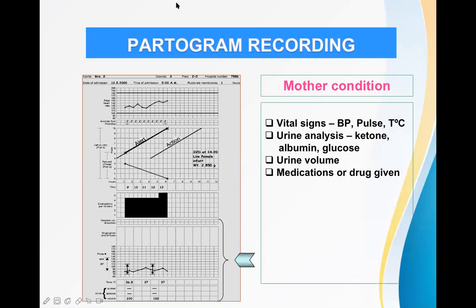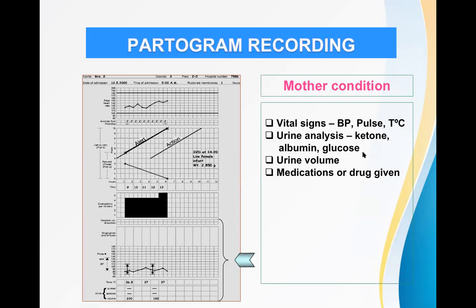Now we are coming toward the end of this topic. At the end, we have to record the condition of the mother, and that is known by recording the vital signs. What is the blood pressure? What is the pulse rate? And what is the temperature? You can also record the respiratory rate, but there is no place for respiratory rate in the partograph. Still, you can record it because that is one of the other vital signs. Urine analysis: what type of ketone is there? Is there any presence of albumin or glucose?